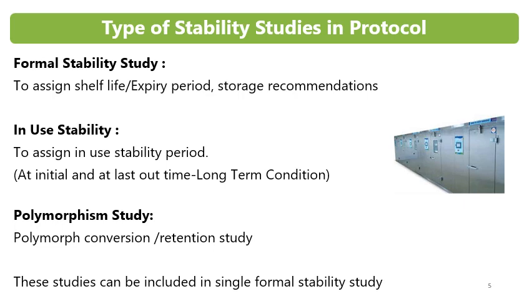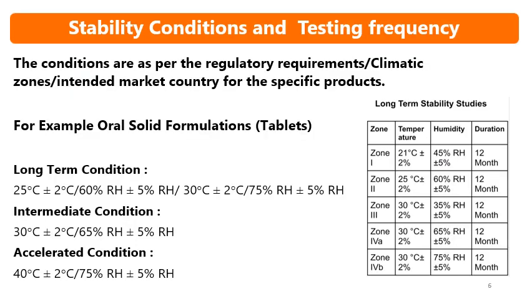Then the polymorphism or polymorphic study can be done in the formal stability study. Polymorph conversion or retention, whether the polymorph of the drug gets converted into another form or whether there is no change. Sometimes the amorphous form of the API may convert to the crystalline form. So for that the polymorphism study is performed. And these studies can be included in the same or single formal stability study, and that will be advantageous.